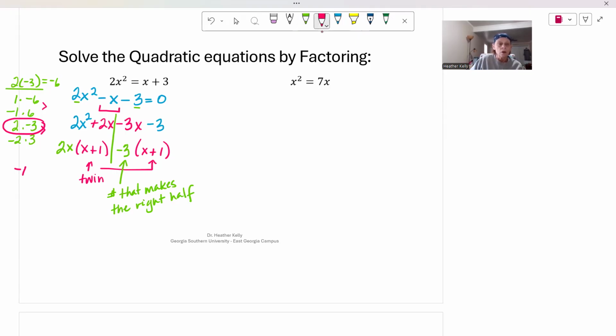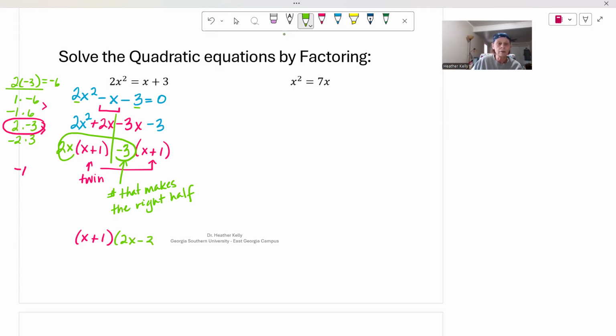Now, when we pull it out of this form, we write the twin down one time because we're basically factoring that x plus 1 out. And we're left with everything that's on the outside of those twins.